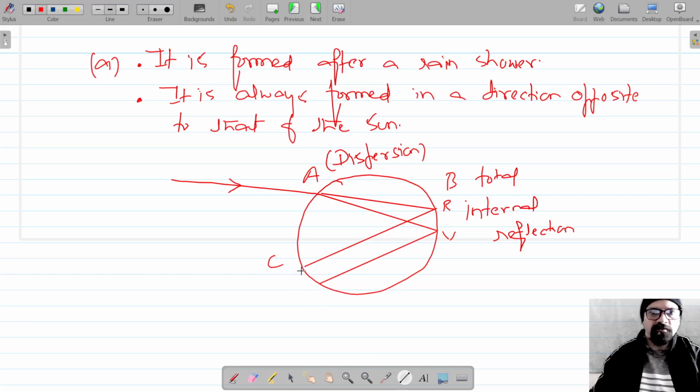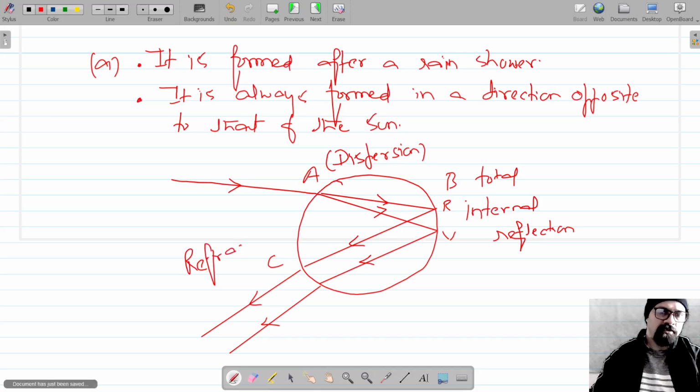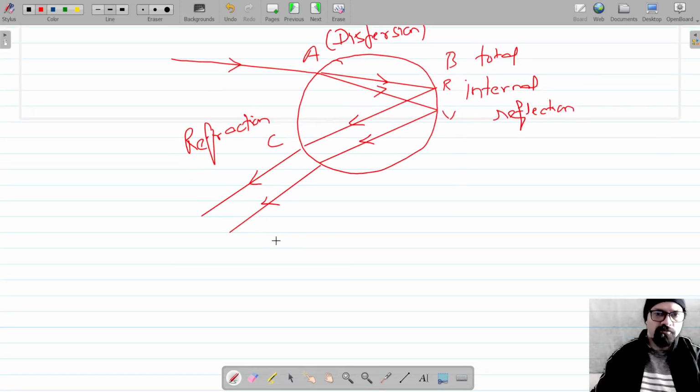And at point C, there is a refraction. So the light rays are coming from the water into the air. Let's give the direction. So these are the three phenomena involved in the formation of a rainbow, and let's label it as the ray diagram for the formation of a rainbow.